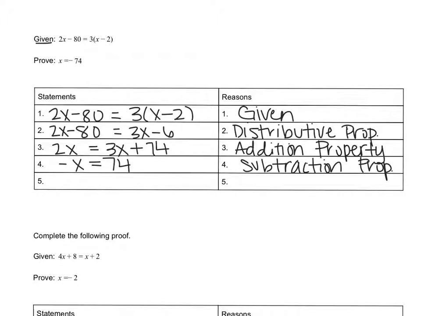And then I'm going to divide both sides by negative 1, so I have a positive x, and we get x equals negative 74 because of the division property. And we have proof that x equals negative 74, which is what we wanted to do. And we know our proof is finished.